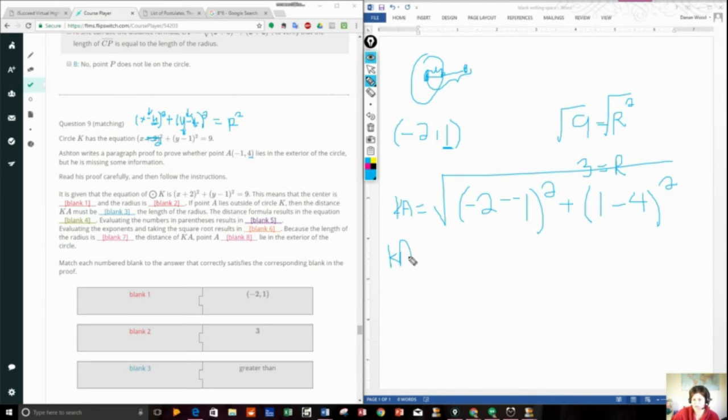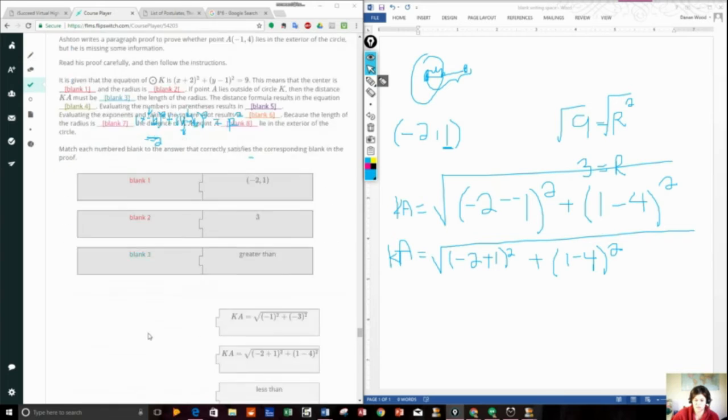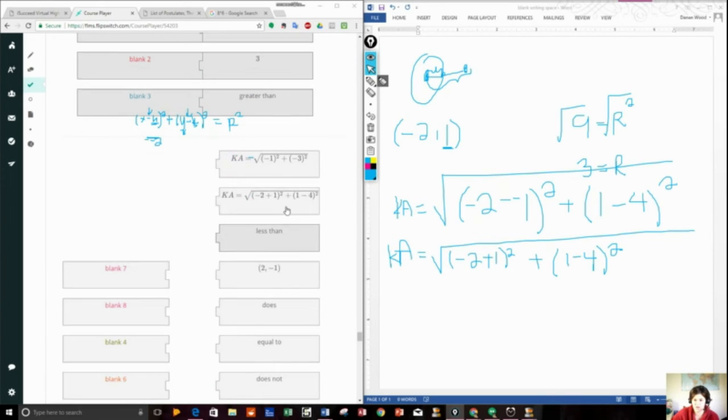So we have KA is equal to the square root of (−2 minus −1, which is +1) squared plus (1 minus 4) squared. Okay, so that is the distance formula. So blank 4 is our distance formula. So we are looking for the (−2 + 1) squared plus (1 − 4). So blank 4 is right there.